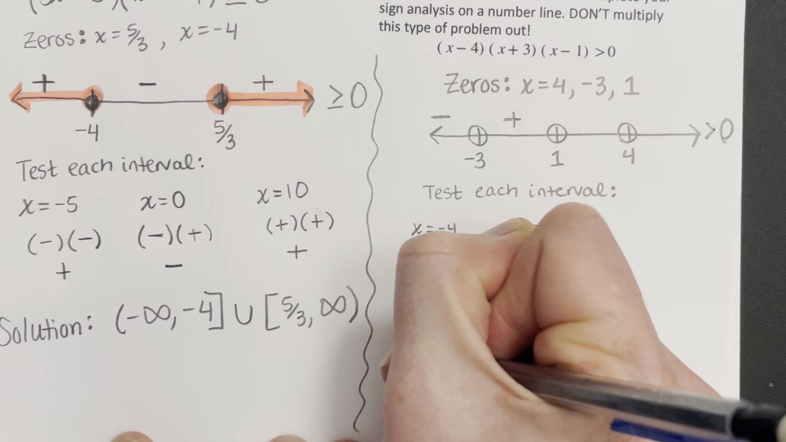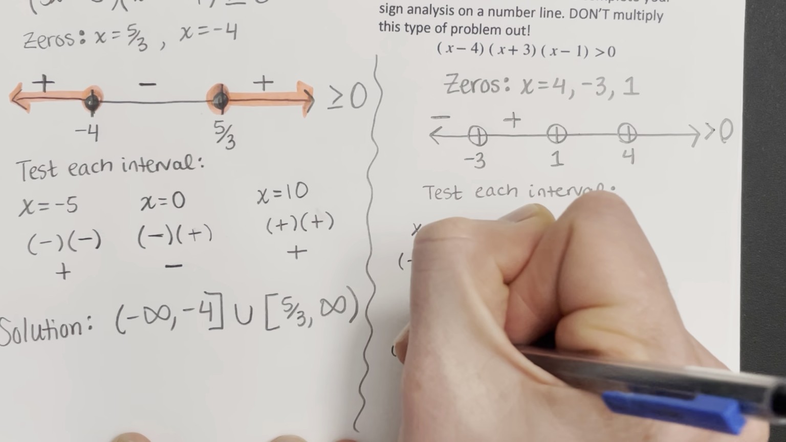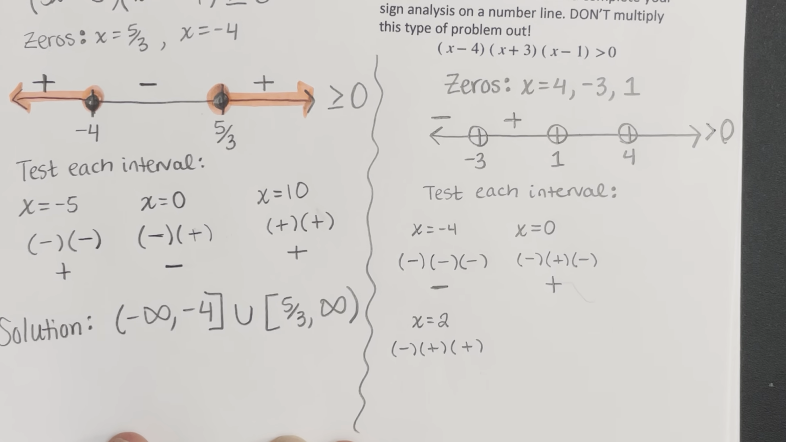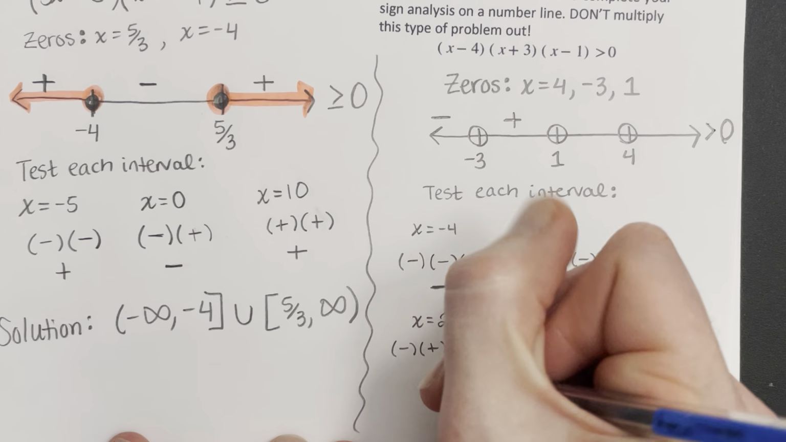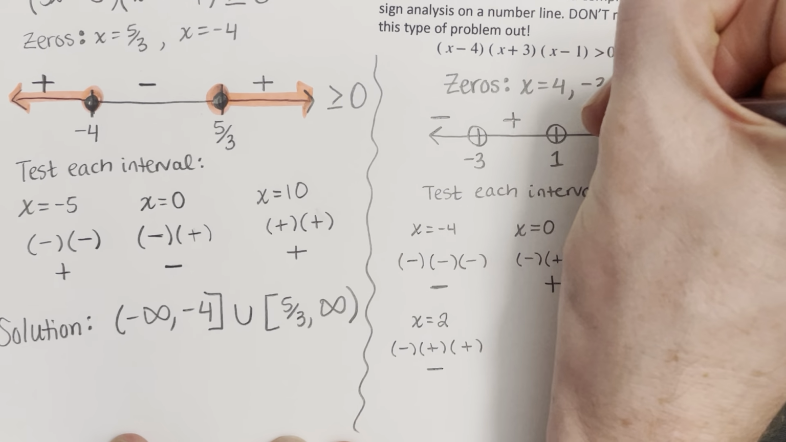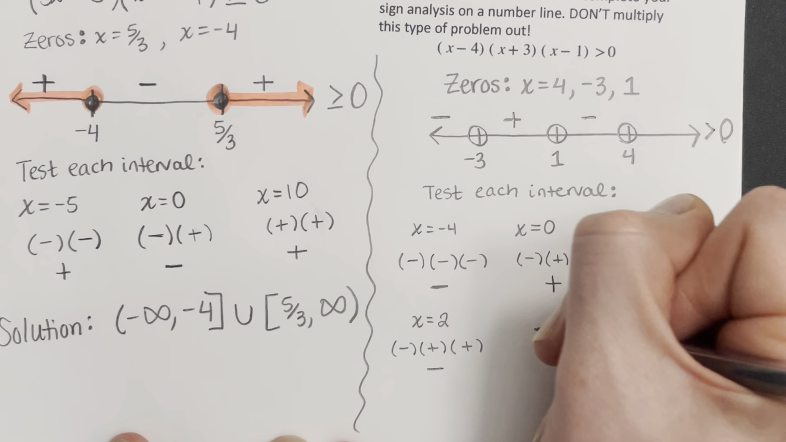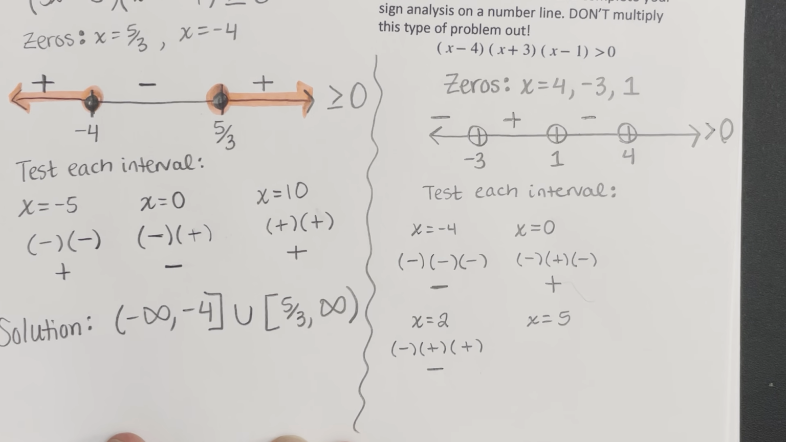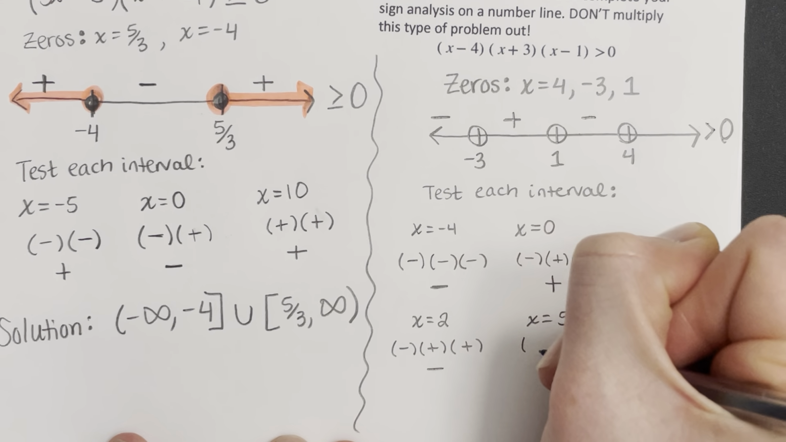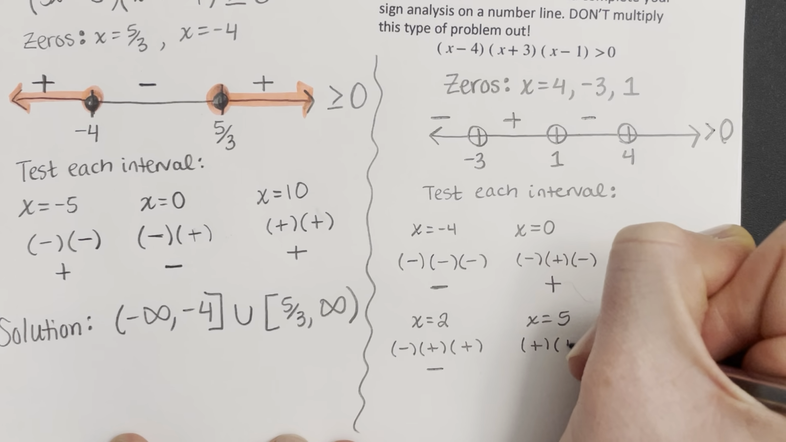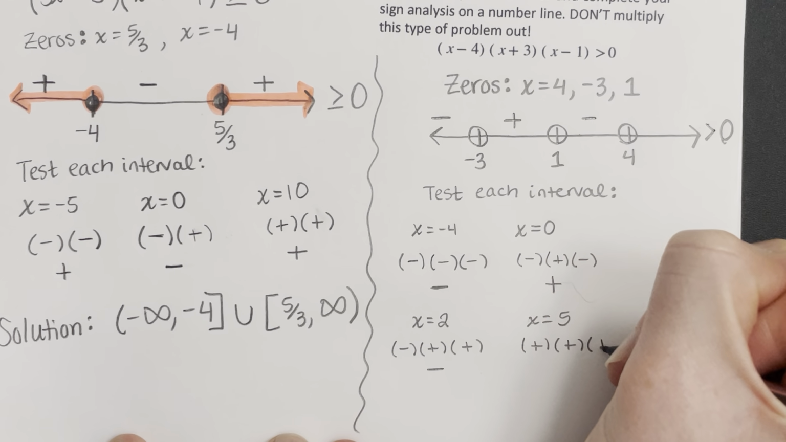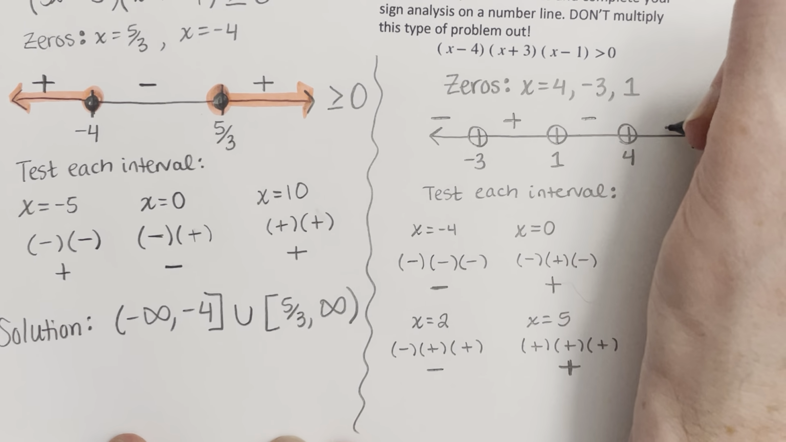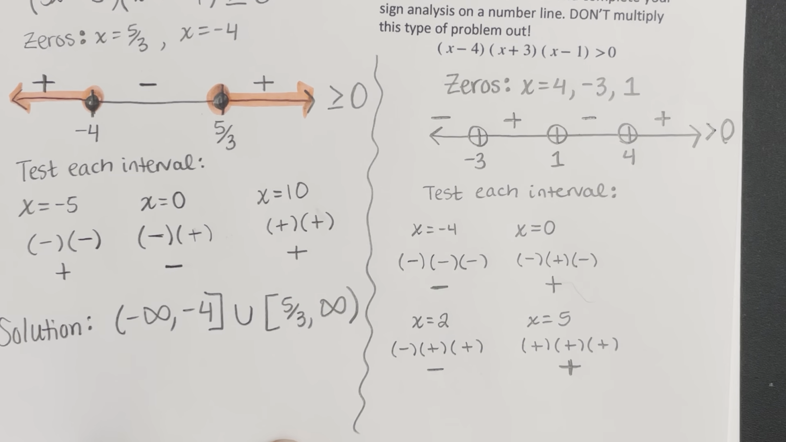For this, 2 minus 4 is negative. 2 plus 3 is positive. 2 minus 1 is positive. We have a negative times a positive, which is negative. So that section there is negative. And we do one last section over here to the right. I'm going to plug in 5 because that's to the right of 4. 5 minus 4 is positive. 5 plus 3 is positive. And 5 minus 1 is positive. We have a positive times a positive times a positive. So that section is positive.